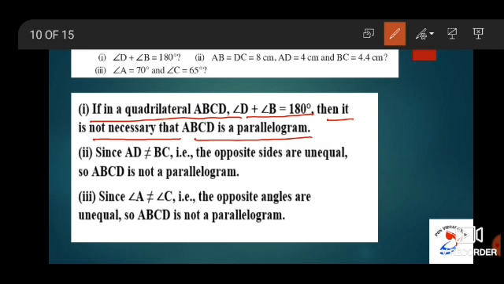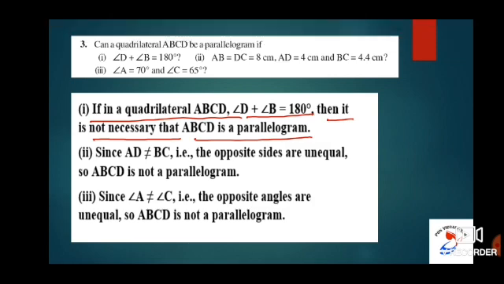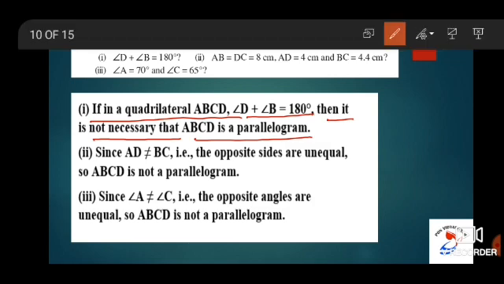Now it is subdivision 2. AB is equal to DC is equal to 8 cm, AD is equal to 4 cm and BC is equal to 4.4 cm. Here, let us discuss the solution for this problem.